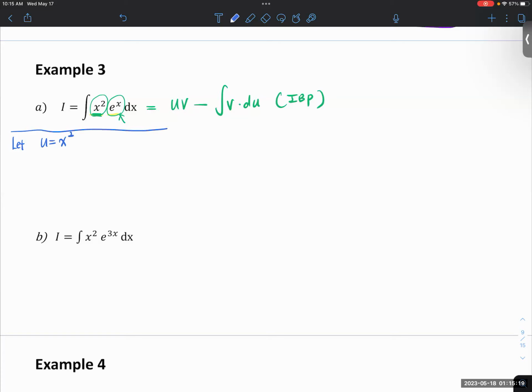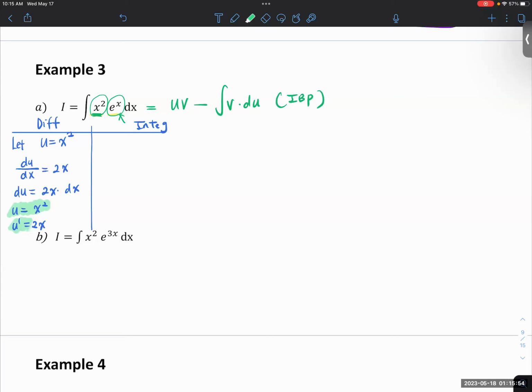You're going to take the differentiation, and then you're going to take the integral for the second function. So u is going to be x squared. Therefore, du over dx is going to be 2x. That means du equals 2x times dx. So we have all the information. u equals x squared, and u prime equals 2x. So highlighted: u equals x squared, u prime is 2x, and du is 2x times dx. Good.